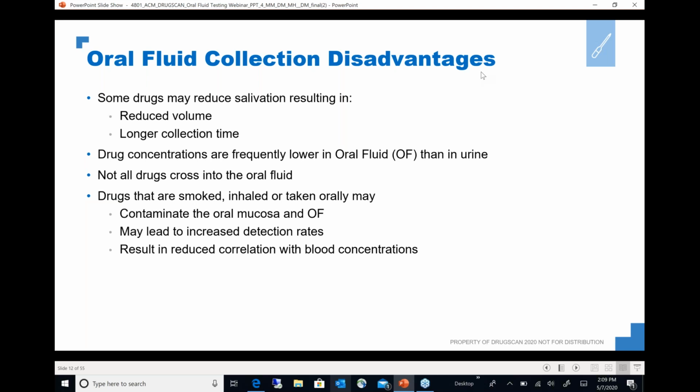Drug concentrations are frequently lower in oral fluid than in urine because drugs will accumulate in urine over a period of time, whereas oral fluid will pretty much be a snapshot in time of the collection while the drugs are circulating in the blood. As we mentioned before, not all drugs cross into the oral fluid. Drugs that are smoked, inhaled, or taken orally may contaminate the oral mucosa, and therefore the oral fluid, may lead to increased detection rates, and result in reduced correlation with blood concentrations.